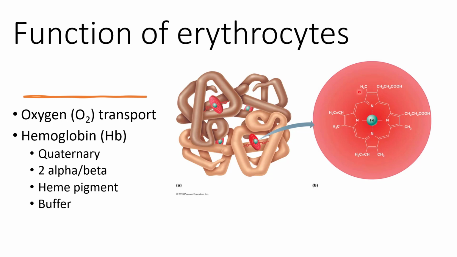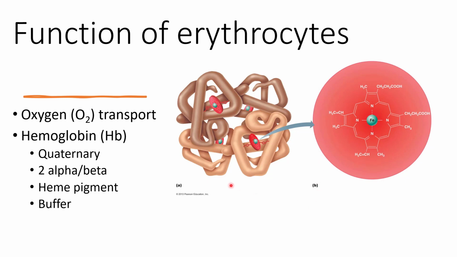Here is the heme pigment, and right in the middle of it, what do we see? We see a single iron atom. Iron really likes oxygen. When you see something rusting, most of the time that is iron with oxygen attached to it. So, one iron atom can attach to 1 oxygen molecule.